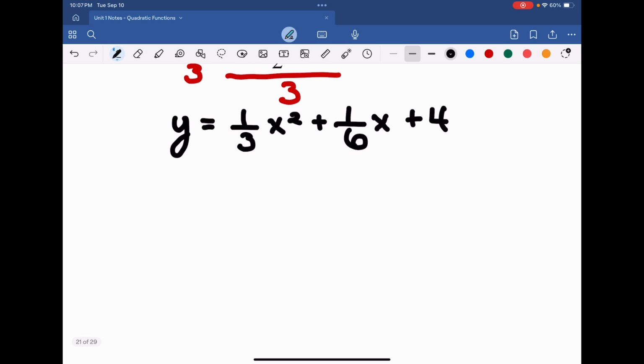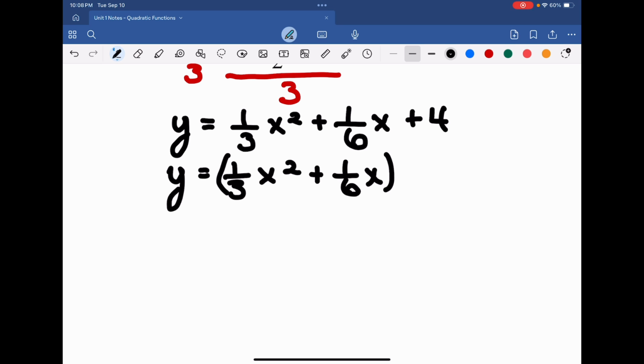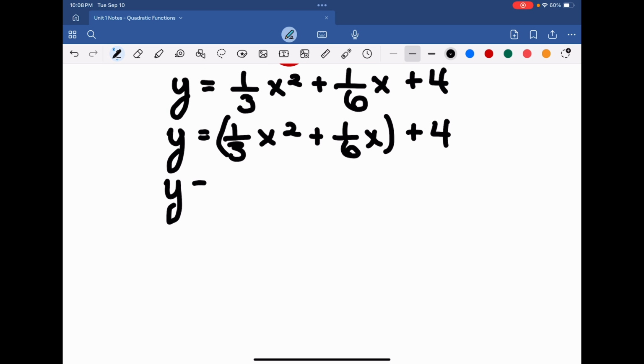Now what we're going to do is group our first two terms. So it's going to be y is equal to 1/3 x squared. I should make sure I group that first one, plus 1/6x. Close the bracket, write the constant on the outside. I'm going to remove the GCF, which in this case is 1/3. When I divide these both by 1/3, it's going to leave me with x squared. If I divide this by 3, if I take 1/6 in my calculator and divide it by 1/3, this is the same as going 3 divided by 6, which actually just ends up giving us 1/2 x.